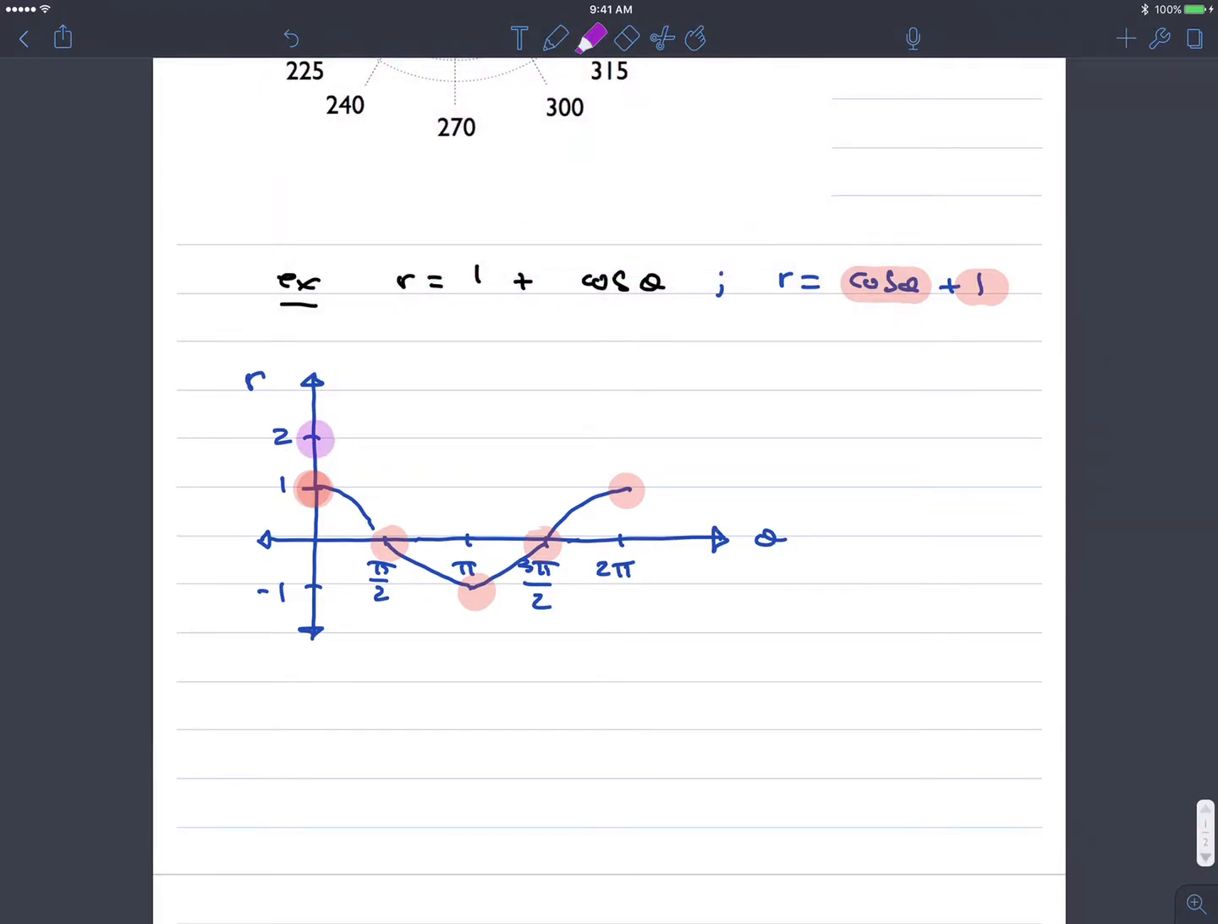This second point is shifted up 1 unit. Okay, this next point is shifted up 1 unit. This point is shifted up 1 unit. And this point is shifted up 1 unit. So I'm going to go back now and erase those points. And I guess it's easier said than done. Here we go. Those are no longer there.